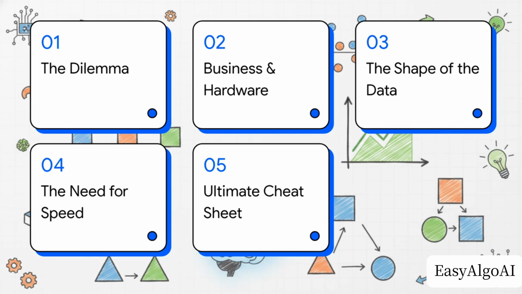To find that useful model, we've broken things down into a really structured framework for this explainer. We'll cover the dilemma, business and hardware realities, the shape of the data, the need for speed, and finally, the ultimate cheat sheet. Basically, we've taken Burkov's 7 vital selection questions and grouped them into these clean, logical buckets.